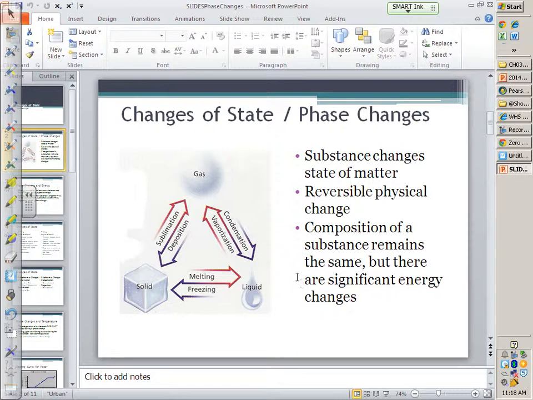It's just a matter of, are you losing energy to go from the warm side to the cold side, or are you gaining energy from going to the cold side to the warm side? Okay? Good there? All right.